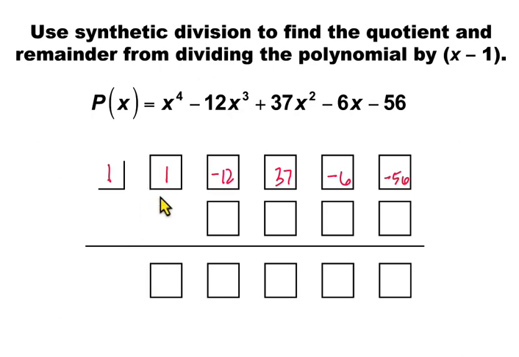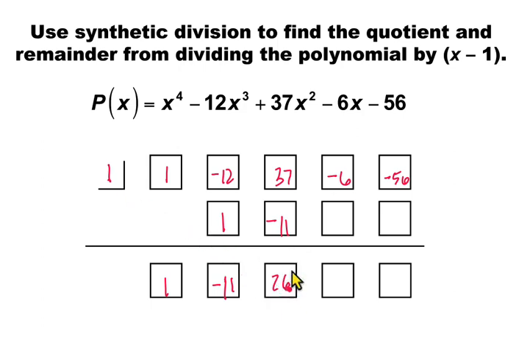Start by dropping the first term here and then multiplying it by this term. So 1 times 1 goes here. Negative 12 and 1 is negative 11. 1 times negative 11 is negative 11.